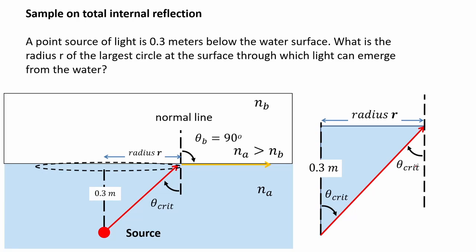Here we have a sample on total internal reflection. A point source of light is 0.3 meters below the water surface. What is the radius r of the largest circle at the surface through which light can emerge from the water? First we draw the problem and we see that the relationship between the radius r and the critical angle is that it forms a right triangle. By parallel relations, the angle inside the right triangle is equal to the critical angle from the total internal reflection.